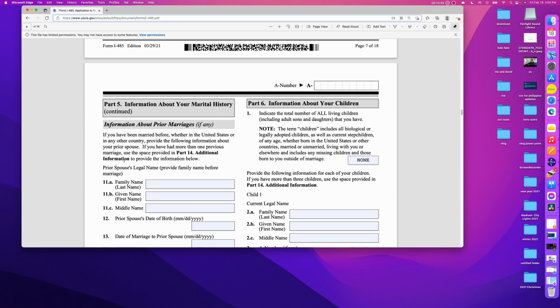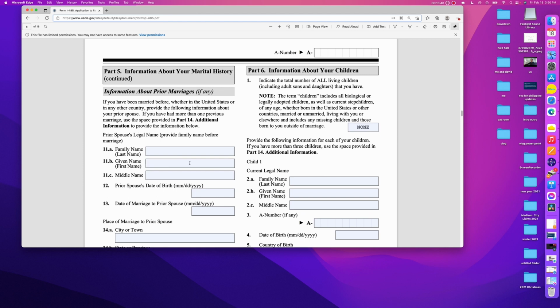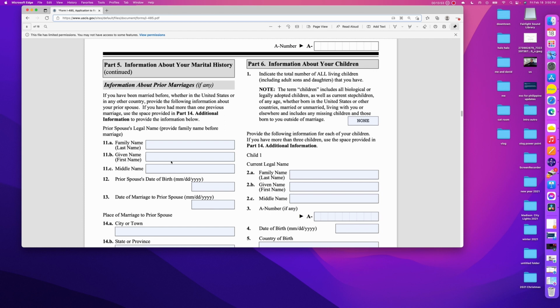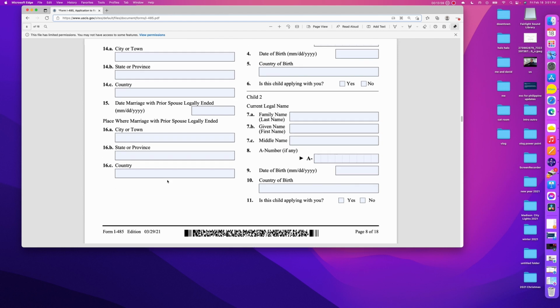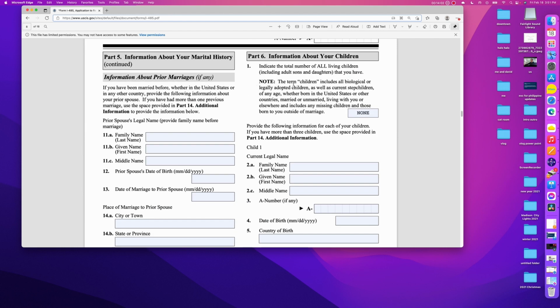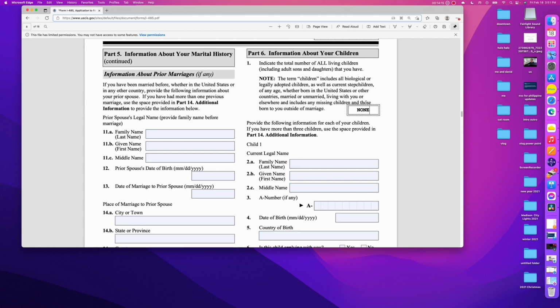Information about your marital history is still the same. So if you have had a lot of husbands or wives in the past few years, so many things to do, right? You have to write all of them. Okay, so we don't have that, only one, and then here term none. So include biological and adopted children, as well as current stepchildren, any age, whether born in the United States or other countries. So I just put none. I don't have. Or 0, guys, it is okay too. None is okay. It's also in the instruction.